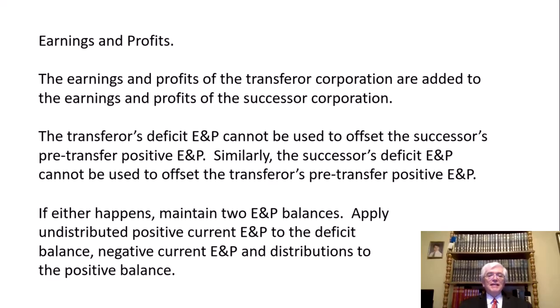So it's pretty easy. If you have a positive adjustment to accumulated E&P, put it to the deficit balance. If you have a negative adjustment to accumulated E&P, put it to the positive balance. Eventually, one of them will zero out, and then you've just got the one balance remaining. And that's it for the corporate attributes and what to do with corporate attributes when you have a reorganization, such as we've seen in Chapter 7. That's it for Chapter 7.